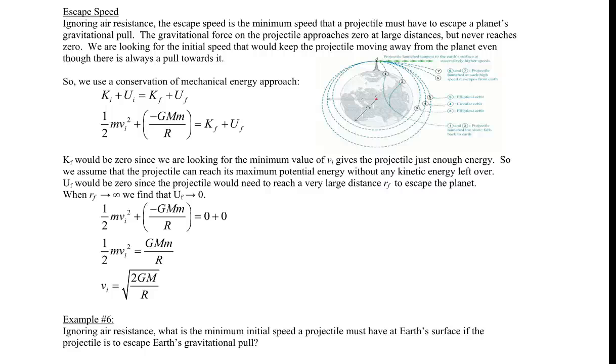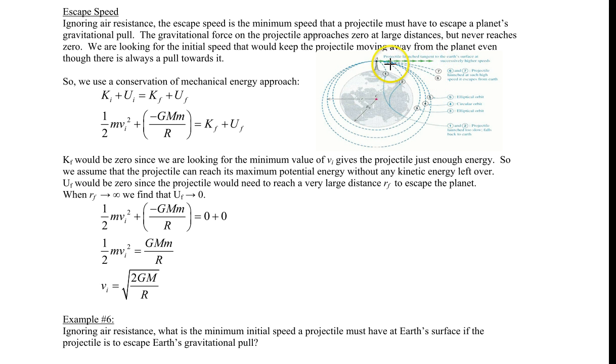Welcome to example number 6 and our discussion of escape speed. If you were to fire a projectile straight upwards from the Earth, usually it would stop momentarily and then return back to the Earth. However, if you were to fire a projectile at a certain minimum initial speed, that will cause it to move upward and away from the Earth, theoretically coming to rest at infinity. This minimum initial speed is called the escape speed. So this is path 6 that we're looking for.